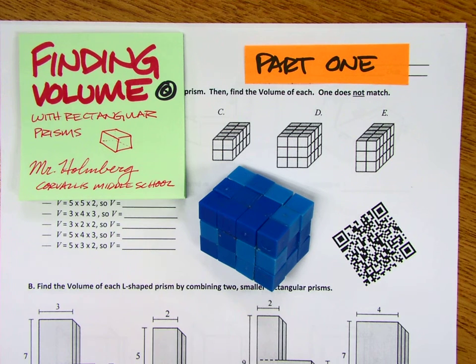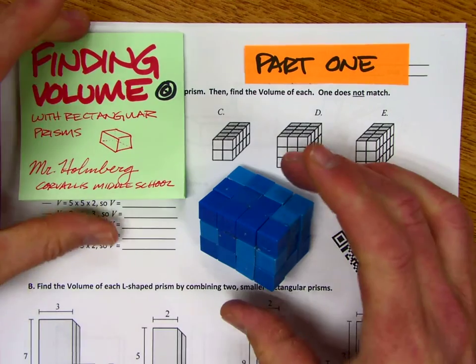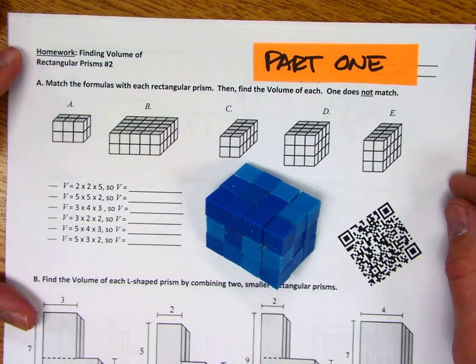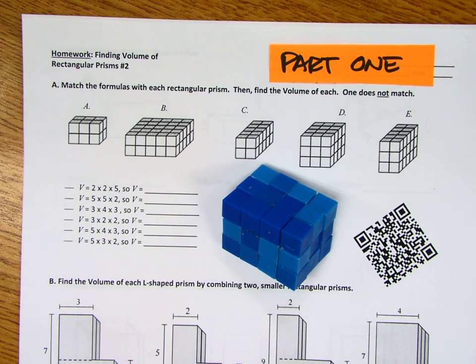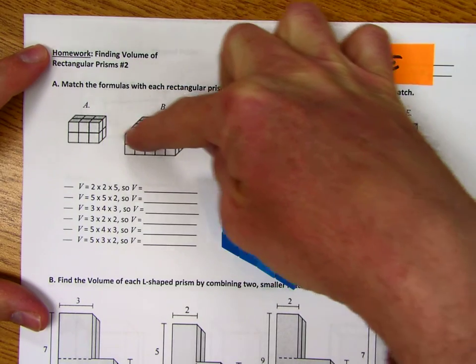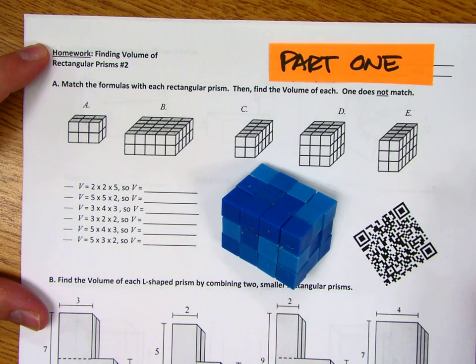Hello, this is Mr. Holmberg at Corvallis Middle School, and I'm going to be showing how to find volume with rectangular prisms. This is going to be one of a four-part little video set on my website. So the first part of this homework assignment students are going to be seeing, and what we've been practicing in class, is finding volume when you are using cubes to imagine that three-dimensional space.